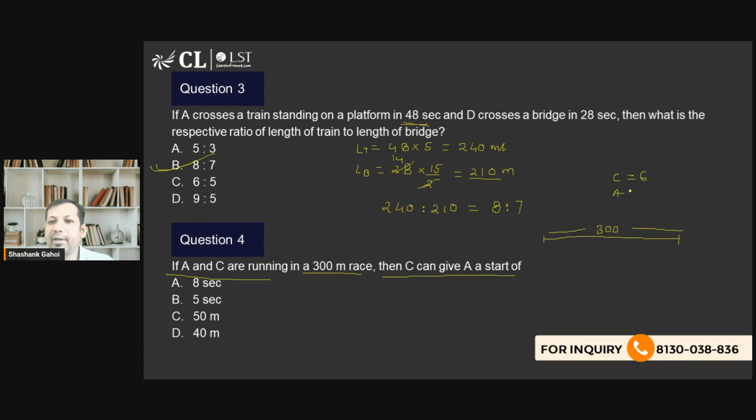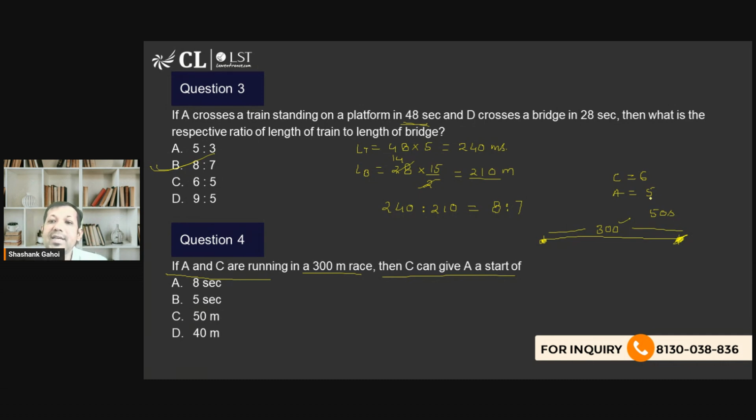What is the speed of A? That is going to be 5. What is the length of the race? 300 meters. How much time is C going to take? That is 300 upon 6, or I would say 50 seconds. So at the end of 50 seconds, C is going to start from here, C is going to reach here. Okay. So in 50 seconds, C is covering the whole distance, C is completing the race.